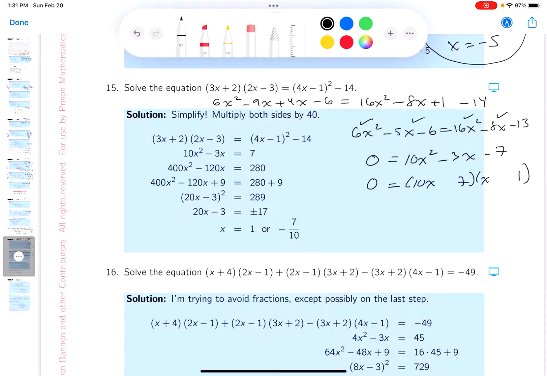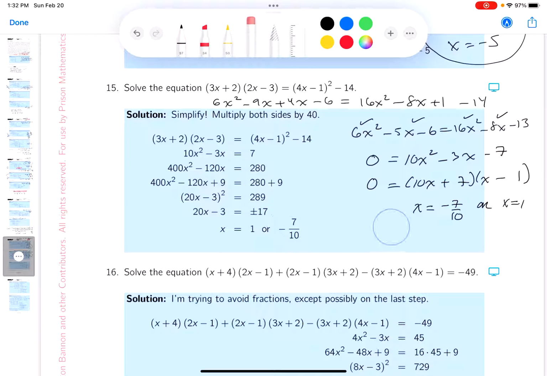And then what do I get? I want the minus 3 in the middle. So this would be minus and this would be plus. So the answers over here would be minus 7 tenths, or x equals 1. Again, if you look at the answer key, I definitely see that. All right? So what I want to do now is talk about the other method. All right? So, kind of go through it with you.